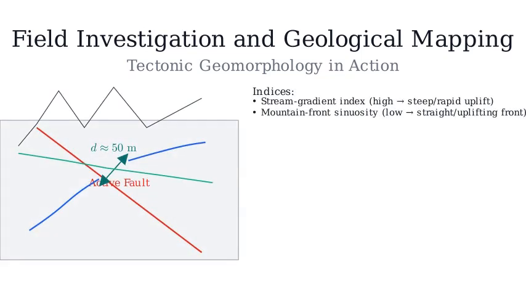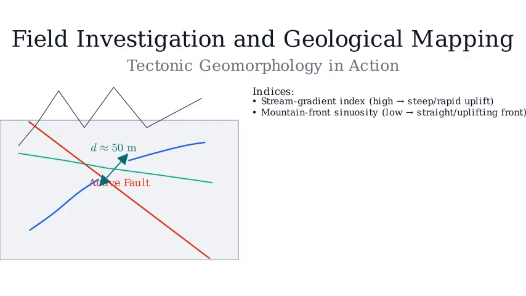Investigators scan landscapes for geomorphic signals of active tectonics: fault scarps, linear valleys, offset rivers, and steep or anomalous stream gradients. Mountain front sinuosity and stream gradient indices help flag uplifted and faulted segments. Let's build a simple plan view map to see these ideas.